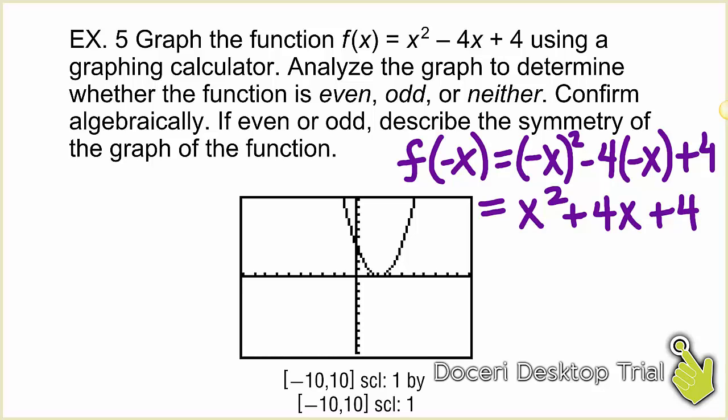So first thing, is this function exactly the same as the original function? No, it's not. So it's not an even function. Next thing, is it completely opposite of the original function? Are all of the signs different? No, it's not. If all of the signs were completely different, it would be odd. Since there's just a whole mishmash of things going on, it's neither odd nor even. We're just going to say this is neither. And since it's neither, it doesn't have any type of symmetry that we've talked about.